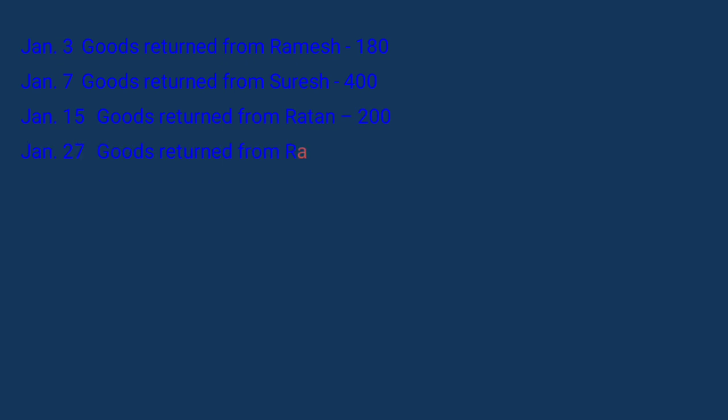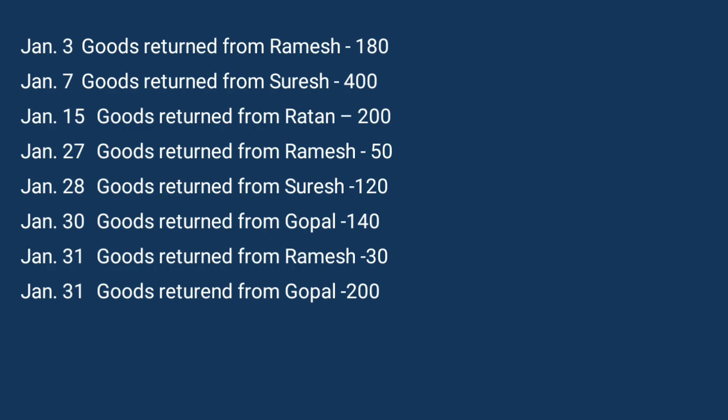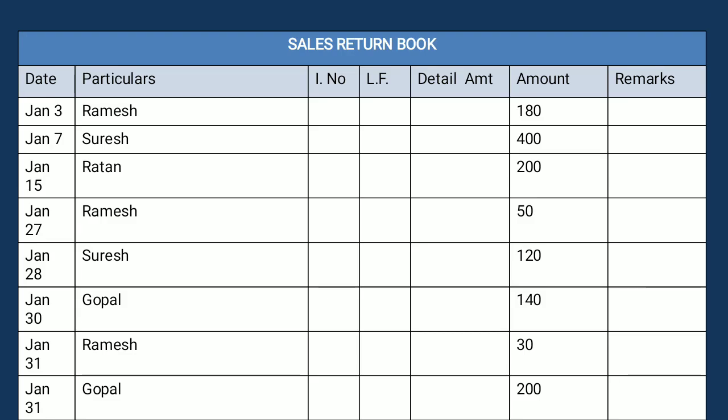Let's see an example: goods returned from Ramesh, goods returned from Suresh, Ratan, Ramesh, like that. They have returned goods to us, and that we have to record. So simply we have to prepare the sales return book. In the column of particulars we write the names of the parties, and in the column of amounts we simply write the amounts, because here we don't have multiple items or details about the items.